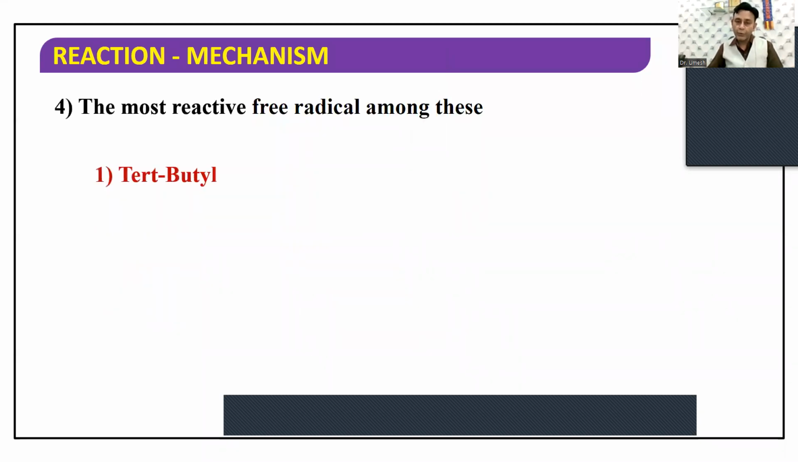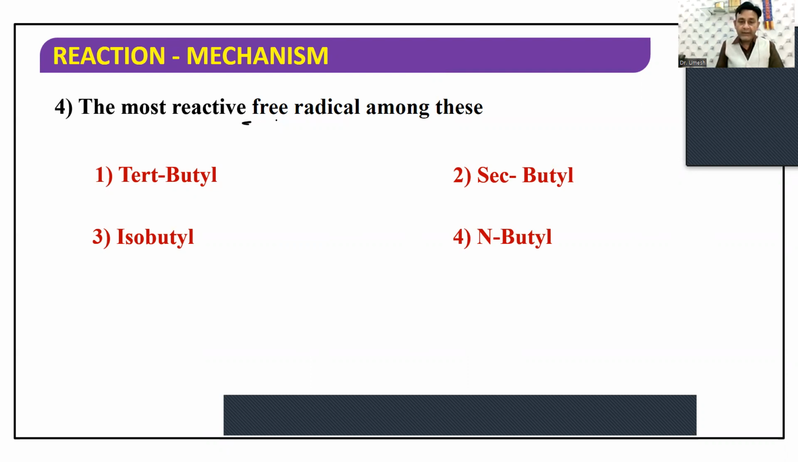Let us discuss one more question here. The most reactive free radical among these is, free radical, tertiary butyl, the structure is like this. First of all, you should understand that we have to draw the structure, then only we can finalize the answer with some basic concept.